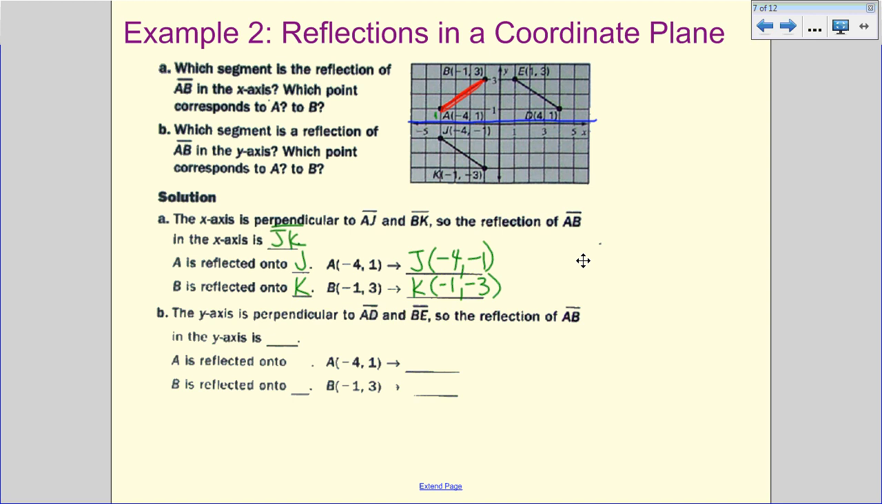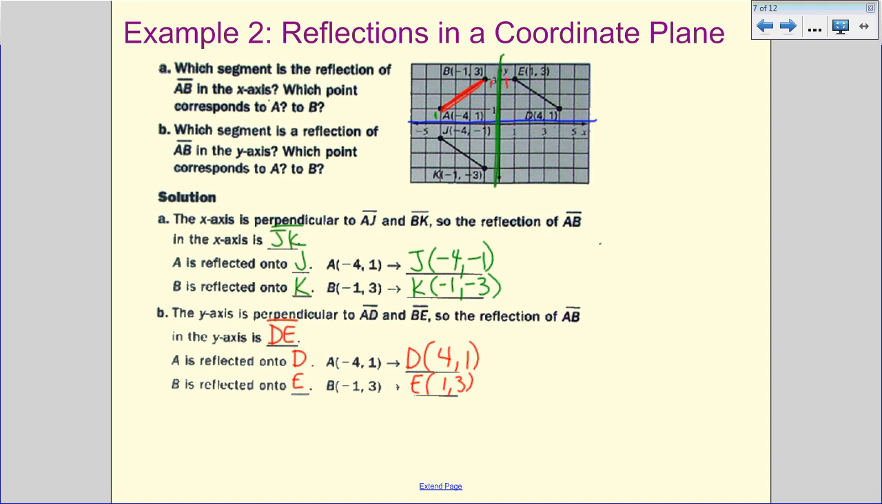So I need to focus on this y-axis here. And so when I look at reflecting over it, it reverses over. So this was 1 unit from the y-axis. I need whatever is 1 unit from the y-axis over on that other side. So when we look at that, the segment that is the reflection is DE. A is reflected to D. So D has the coordinates of +4, 1. And B is reflected to E, and E has the coordinates of 1, 3.